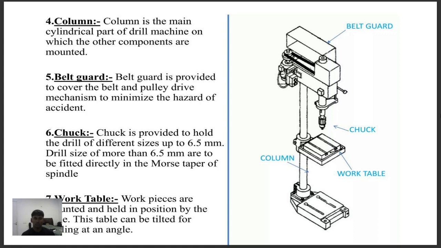Column. Column is the main cylindrical part of the drill machine on which the other components are mounted. Belt guard. Belt guard is to provide the cover belt and pulley drive mechanism to minimize the hazard of accident. Chuck. Chuck is provided to hold the drill of different sizes up to 6.5 millimeters. Drill size of more than 6.5 millimeters are to be fitted directly in the Morse taper of spindle. Work table. Work pieces are mounted and held in position by the table. This table can be tilted for drilling at an angle.